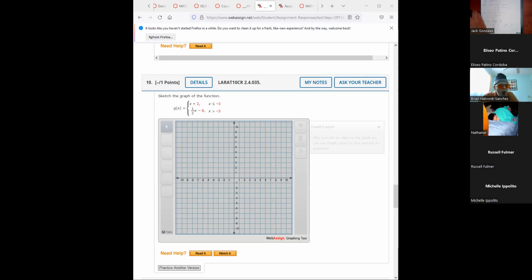Function graph layers. Random points over here. Oh, here it is. You have to click it in graph layers. So once you've selected 2 points, you go in here to choose it.